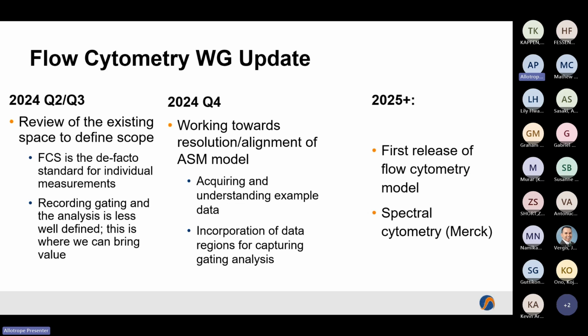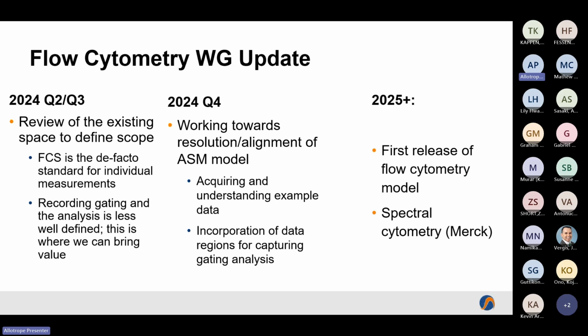So Allotrope's not keen on reinventing wheels. What's the point in changing that? Where we do think we can see value is the level above that, aggregating those FCS files, where the analysis happens, the things that FlowJo and FCS Express do. That's a lot more of a Wild West space.